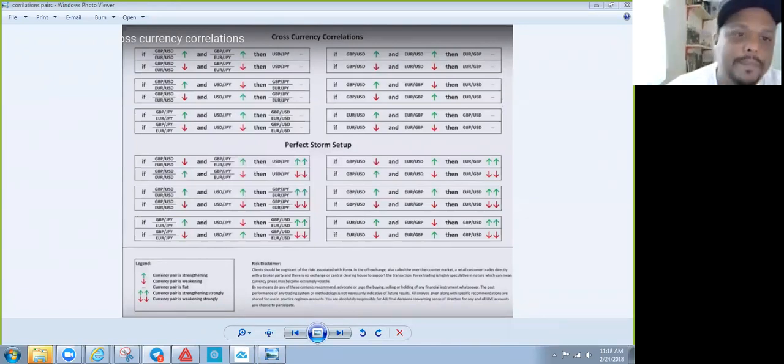All right, so they've got something called the perfect storm. If GBP USD, Euro USD, GBP JPY, Euro JPY are going opposite, then the USD JPY shoots up. It's right here. You guys see that? Now if GBP USD was going up and GBP JPY was going down, USD JPY goes down.